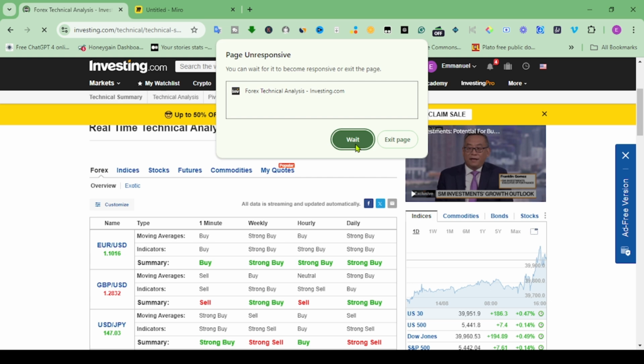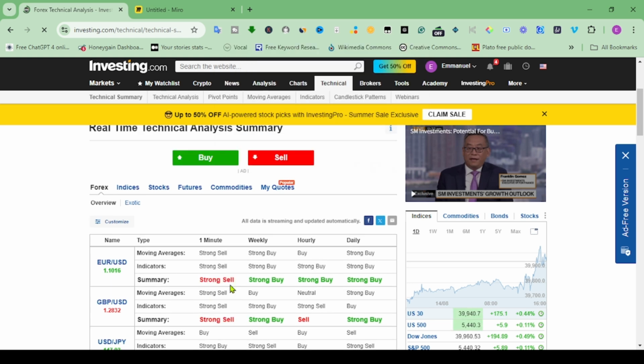Look at this one now. It's gradually turning to strong buy. We have only one buy. Now you can see automatically it has moved to strong sell. See what I'm saying? So it's reading the chart. It's telling you what is happening in each of the minutes, in each of the time frames. At the moment you can see what we have here.